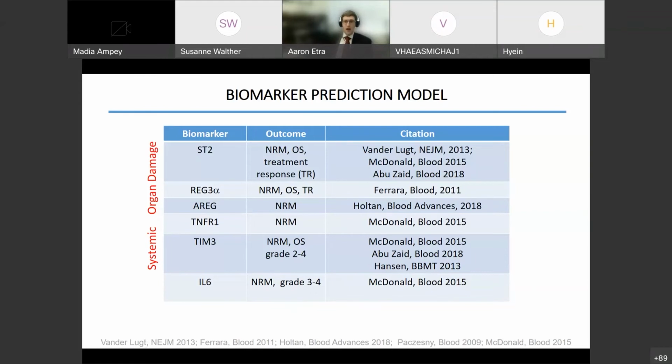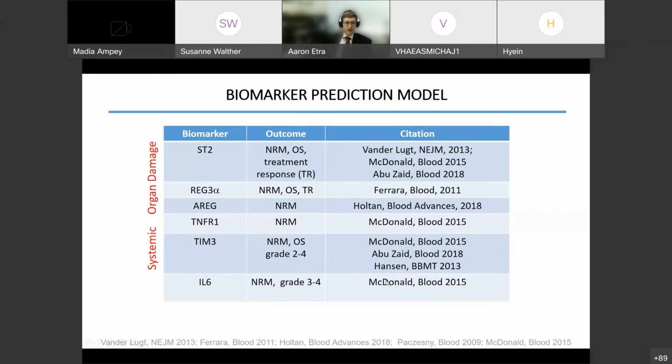There are others. So for example, ST2 is a marker of organ damage. In the context of GI GVHD, it's certainly increased. Reg3 also increased in the setting of GI damage. Amphiregulin is an endothelial marker, which has potentially shown its value. And on the systemic level, just in terms of systemic inflammatory cytokines serving as biomarkers, TNFR1, TIM3, and IL-6 also have certainly been shown in several studies to be potentially valuable. Individually, these biomarkers have been shown to help predict non-relapse mortality and survival in some cases, right? NRM is non-relapse mortality, OS is overall survival, and treatment response is listed as TR.